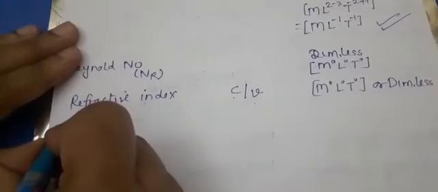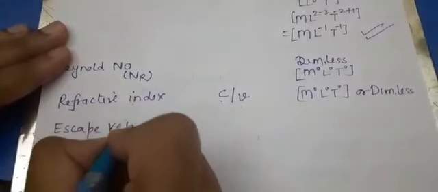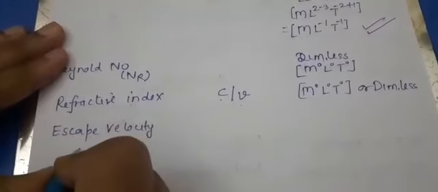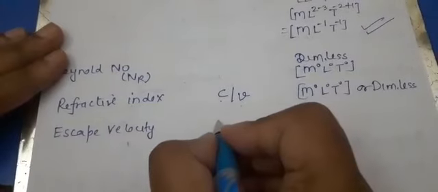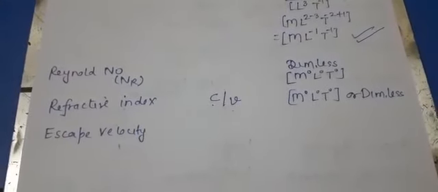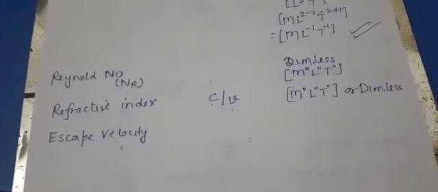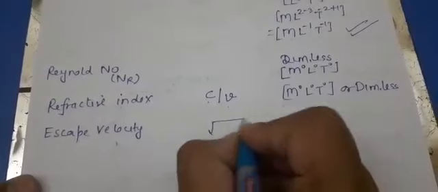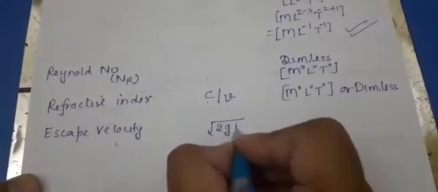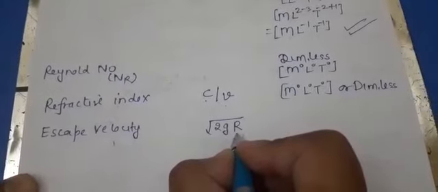Then the velocity types we are taking. Escape velocity. This concept is used in gravitation, that is, we'll talk about the escape velocity of a planet. It will have the physical formula under root of 2gR. Small g is acceleration due to gravity. R is the radius of Earth.